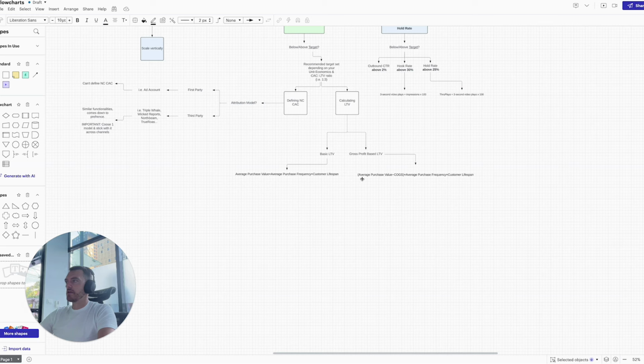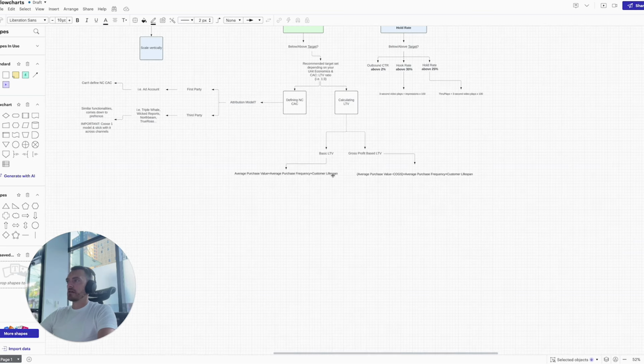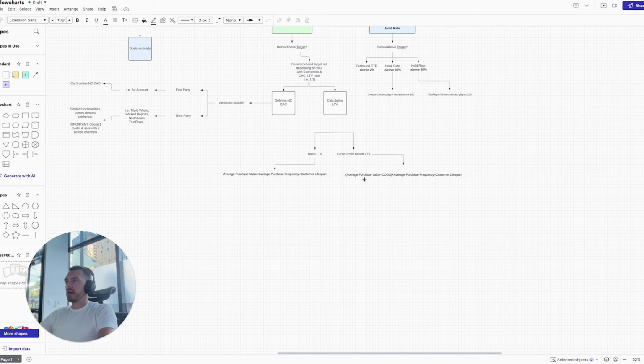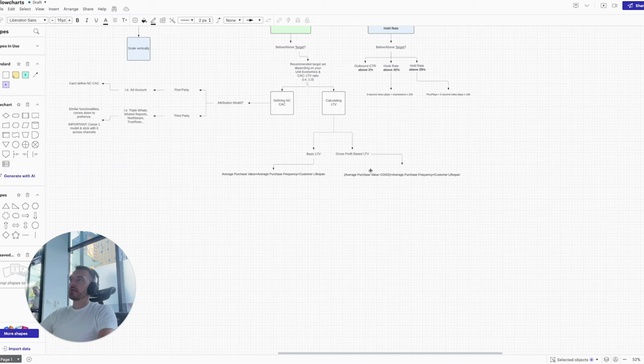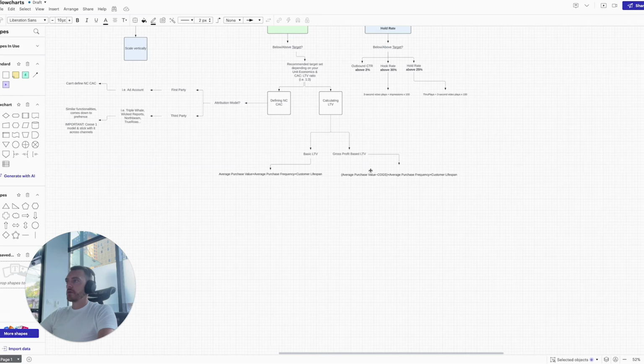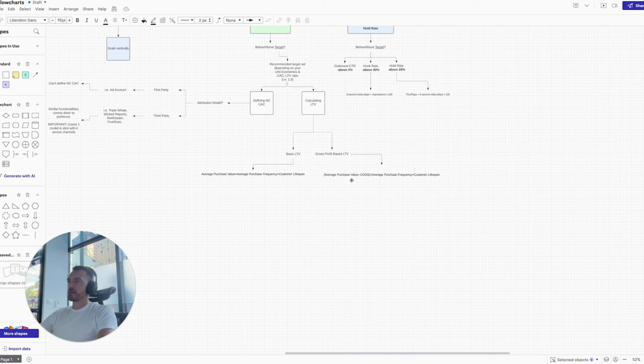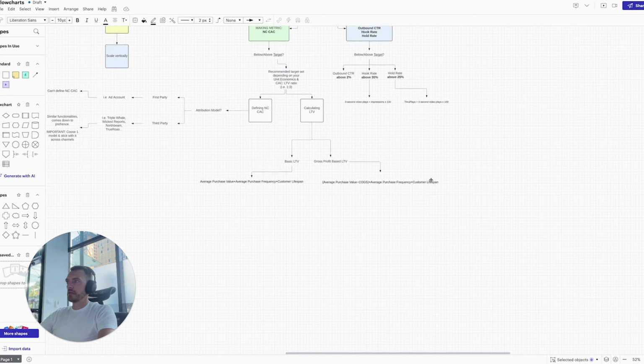So the basic calculation is average purchase value times average purchase frequency times customer lifespan. These are numbers that you should be able to pull from your e-com platform. And then you can also calculate a gross profits based LTV, which only deducts COGS from average purchase value. This one, of course, is safer. It's going to end up being a lower number, but it's safer for you when making plans for running ads.